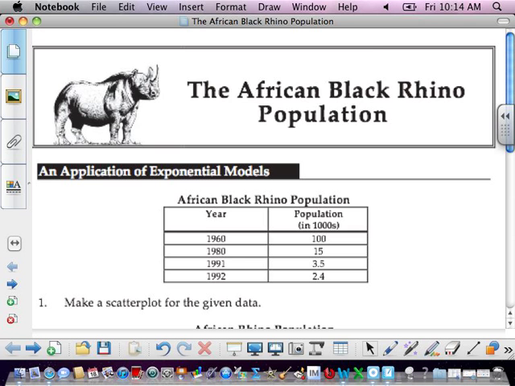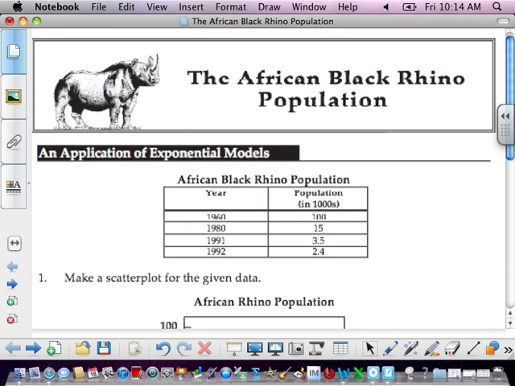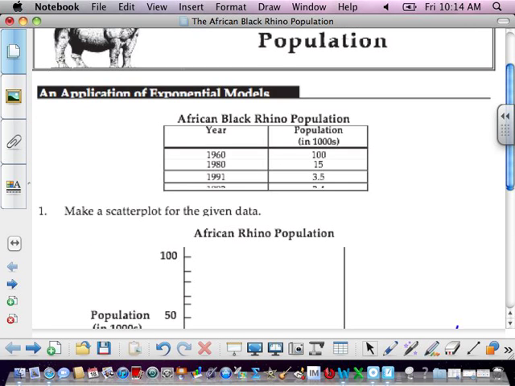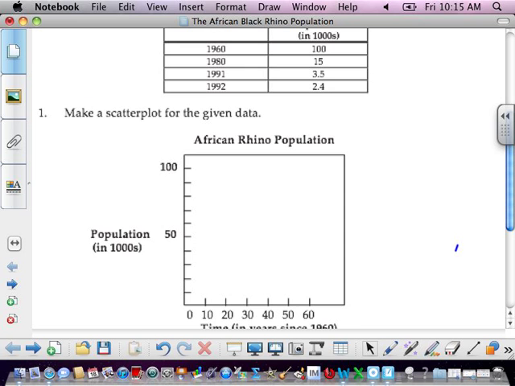All right, so the African black rhino is depleting in size. In 1960, it was 100. 1980, it was 15. 1991, there's 3.5. 1992, there's 2.4, and those are in the thousands. Okay? So it's not like 100 total. It's in thousands. Okay? So this is the part that a lot of people got mixed up.